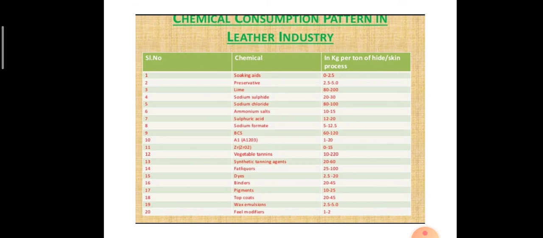Now these are the chemical consumption patterns in the leather industry. Nearly 20 items were given, with chemicals in kilograms per ton of hide or skin processed. Generally, they measure before soaking the skins, and weighing according to that, the chemicals are poured in pits for the process of leather.